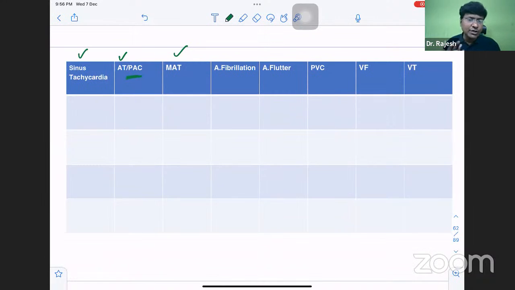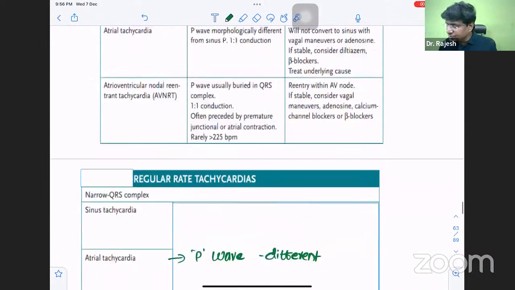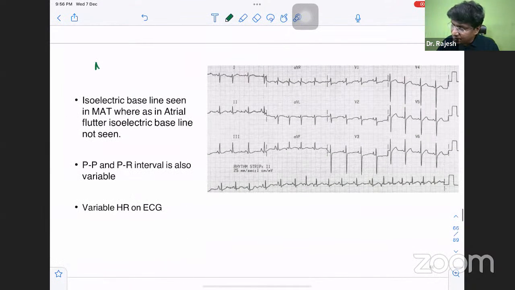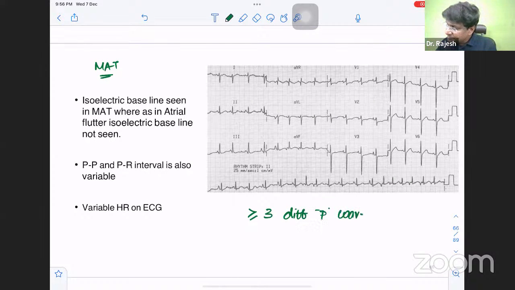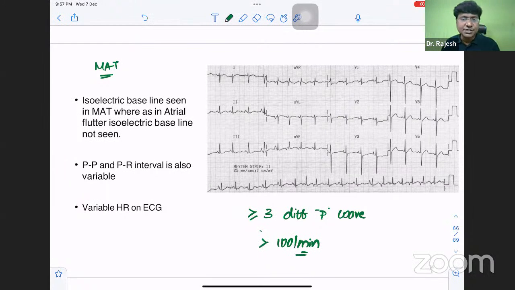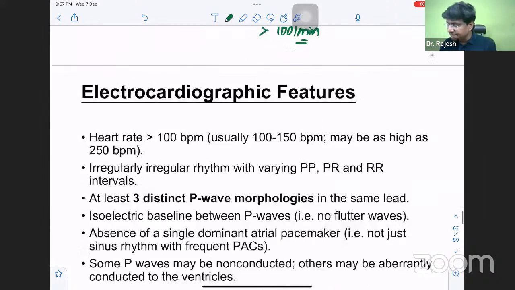So in case of MAT, how will you diagnose this particular MAT? The diagnosis of MAT, that is multifocal atrial tachycardia, is you have greater than or equal to 3 different P waves, and heart rate will be more than 100 per minute. And what is the common condition where you will see this MAT? That is COPD, chronic obstructive pulmonary disease. And the treatment is beta blockers. If it is in COPD and you cannot give beta blockers, what will you give? You have to give the calcium channel blockers. That is diltiazem or verapamil should be given. That is about your MAT, where the patient can present with palpitations.